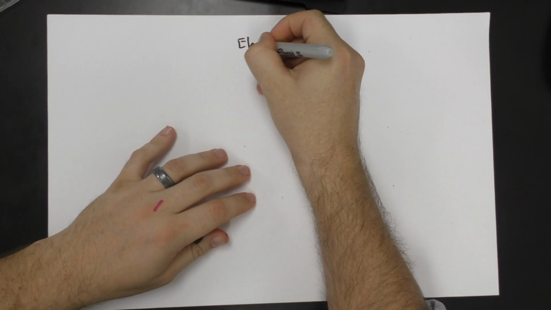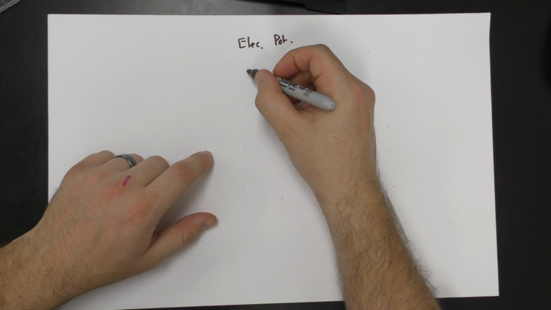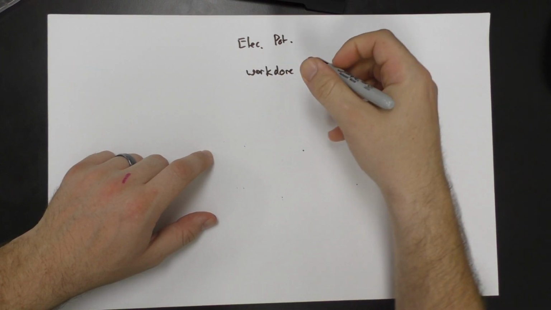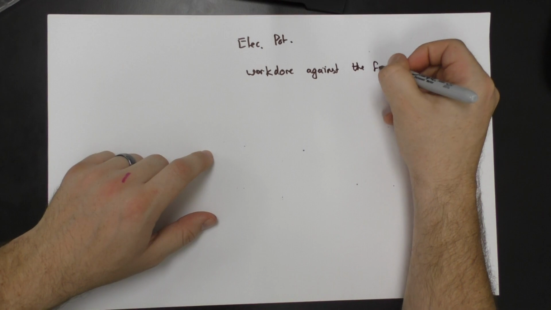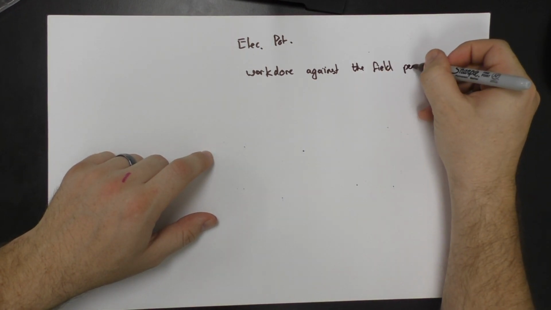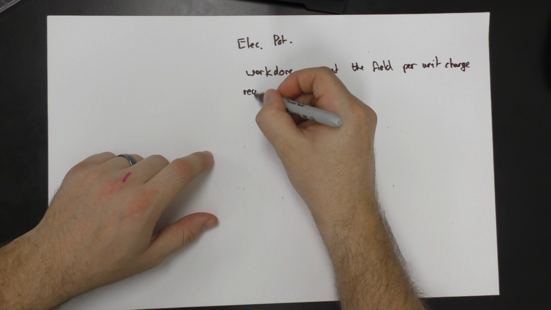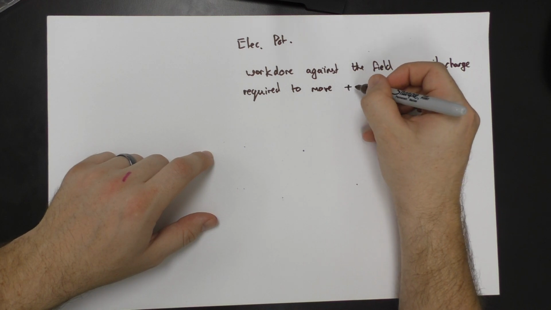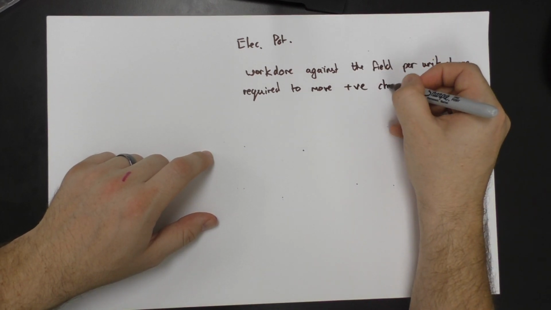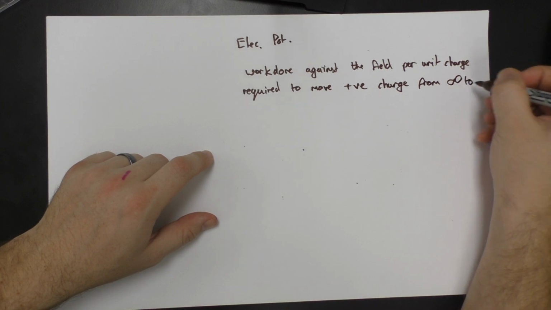So electrical potential is defined as... ElecPot for short. Electrical potential is defined as the work done, okay, against the field per unit charge required to move the positive, or a positive charge, from infinity to that point.